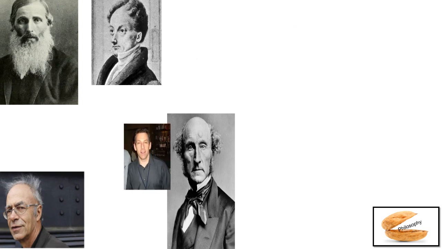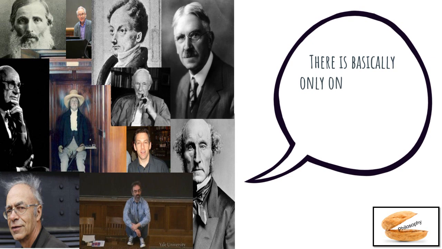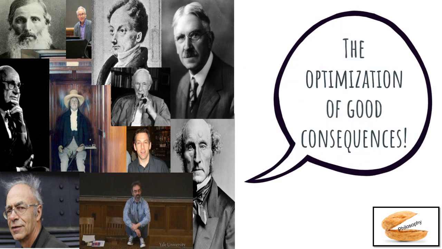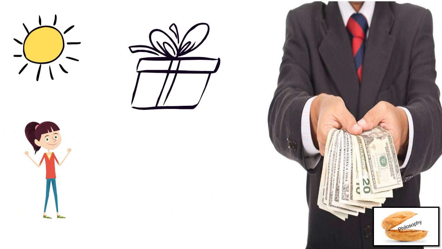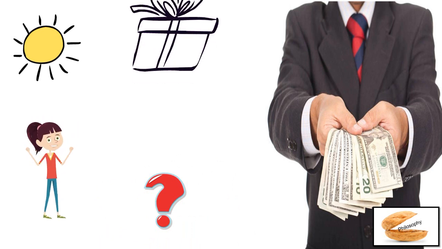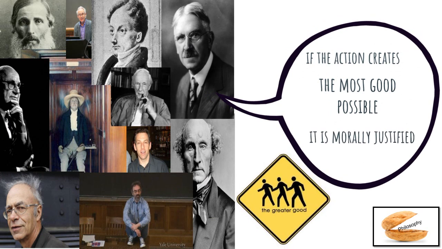Consequentialists come in many forms, but they all answer the question by saying that there is basically only one thing that makes an action morally right: the optimization of good consequences. So, if I choose to spend €100 on my daughter's birthday present, instead of, for instance, giving the money to charity, is this action morally right? Basically, if the action creates the most good possible compared to any other action, it is morally justified according to the consequentialist.